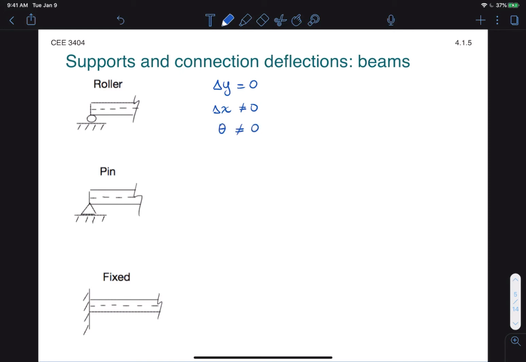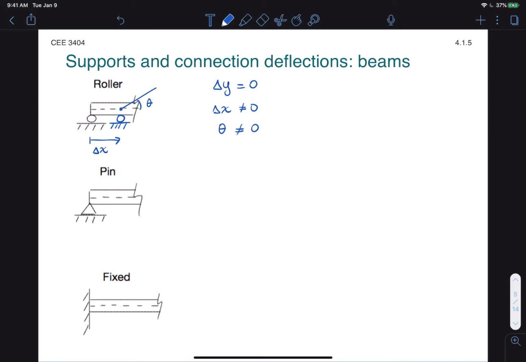So in general, when drawing a roller, you are allowed to move it left and right, and the beam is also allowed to rotate around that support. Note that we always draw the angle from the horizontal, and the deflected shape is really representative of the center line of the beam. So always draw the rotation around the center line as well.